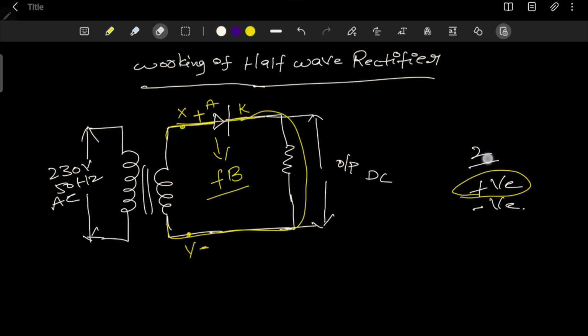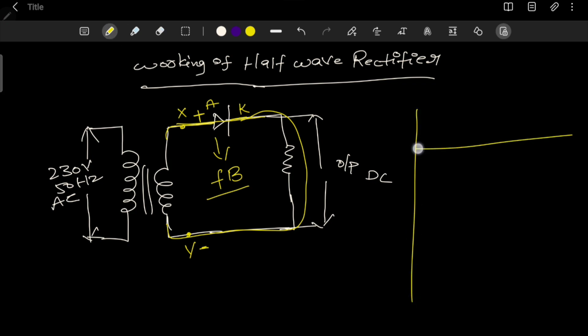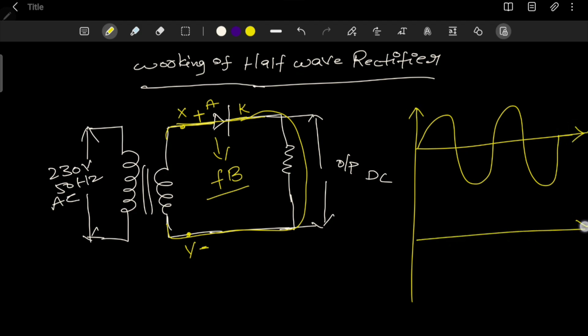How the waveforms are drawn for this, I will show here. The input signal is the same. This is the input signal. Now, how it will conduct: see, during the positive half cycle.